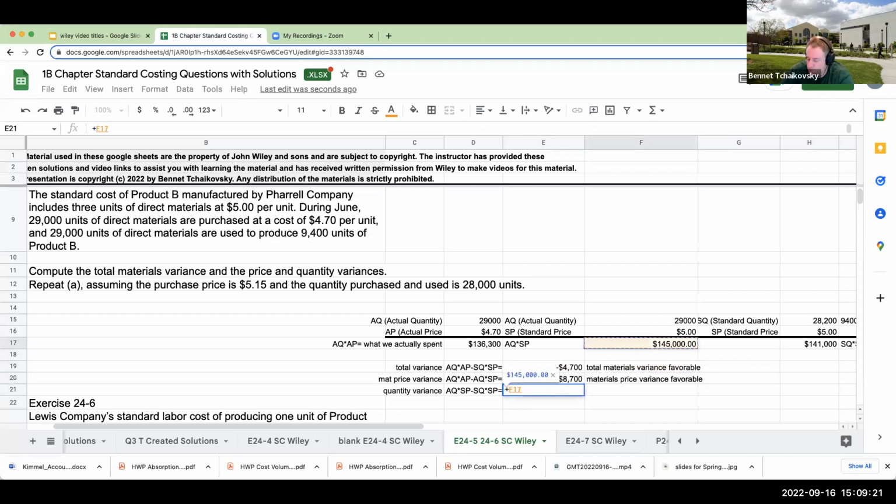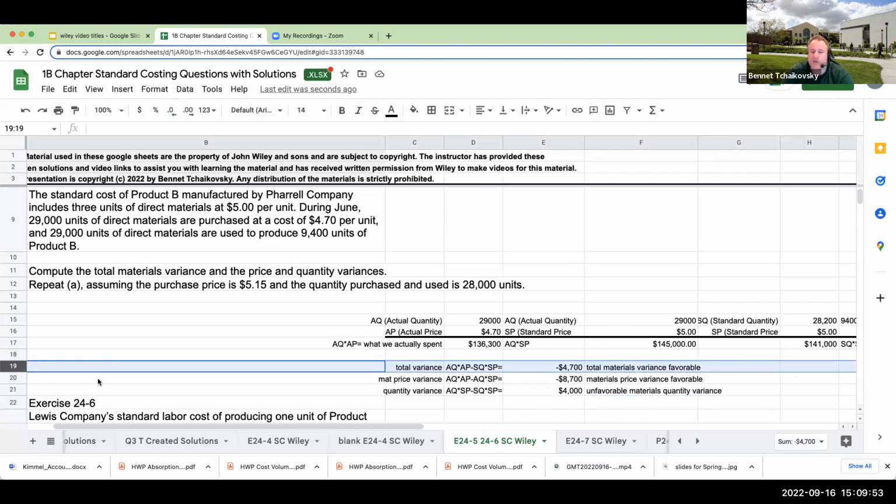Now, when we look at this over here, the number is positive. Well, is that a bad thing? Well, it kind of is, right? Because when we actually produced the units, we used 29,000. We should have only used 28,200. So this is going to be an unfavorable materials quantity variance. By the way, you can put materials quantity variance and favorable. It doesn't really matter.